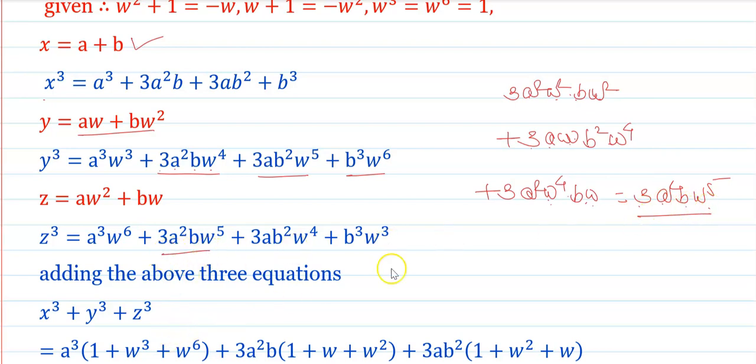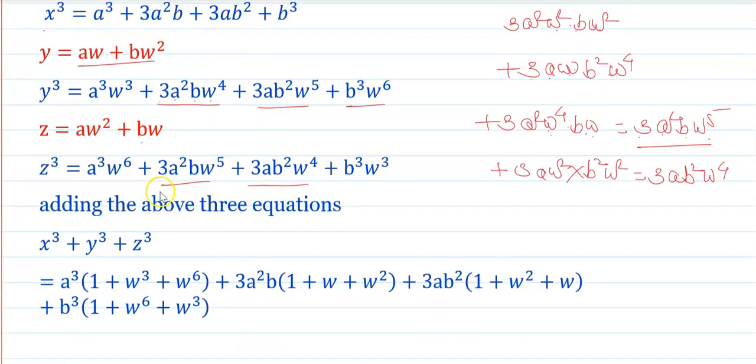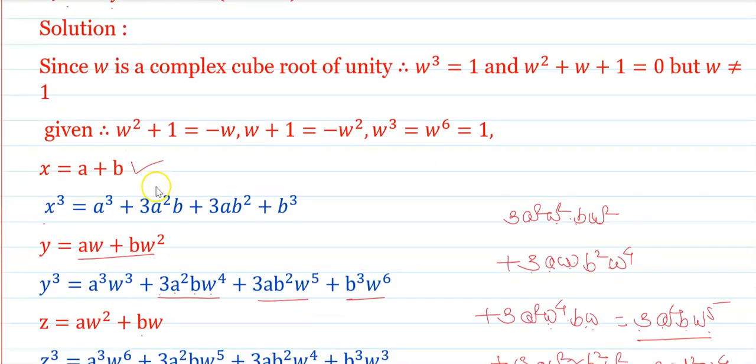This is. What will you get next, plus 3 times, this is the first term as it is, a omega square into the square of b omega, means b square and omega square. Therefore you will get 3ab square omega raised to 4. 3ab square omega raised to 4. And last is a b omega, that's a cube, b cube omega cube. Again, if we add all these three, we will collect the terms of a cube.